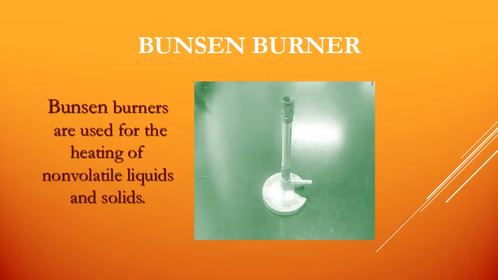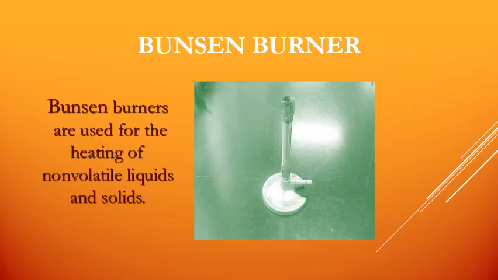A Bunsen burner. A Bunsen burner is used for the heating of non-volatile liquids and solids. So any sort of heating you have to do, you use a Bunsen burner for it. It's usually connected to a source, an LPG cylinder, a gas source, and you light it, it ignites, and you use it for heating purposes.